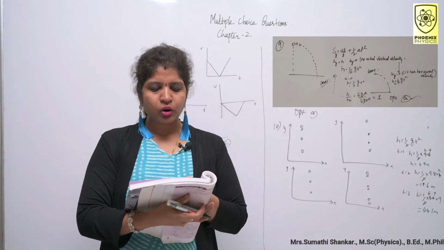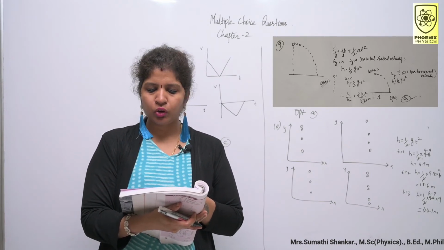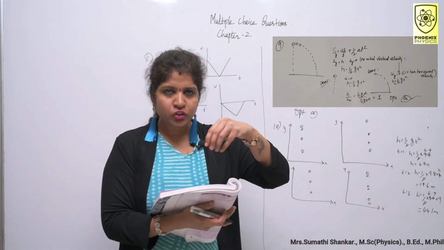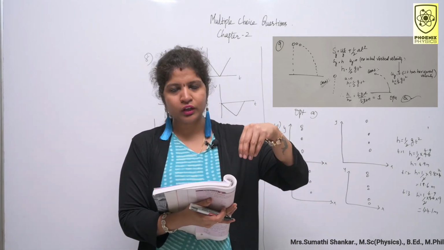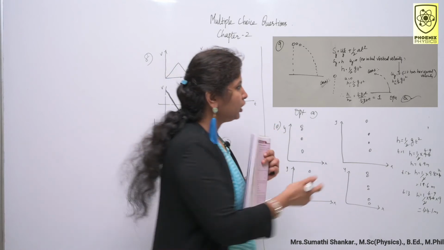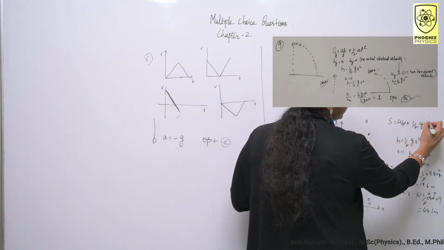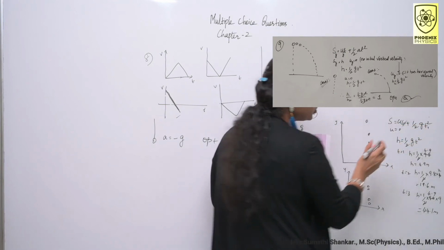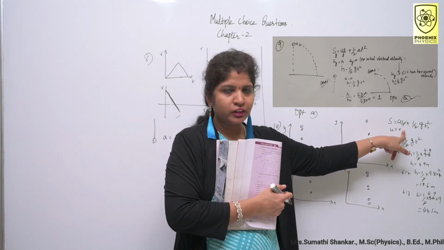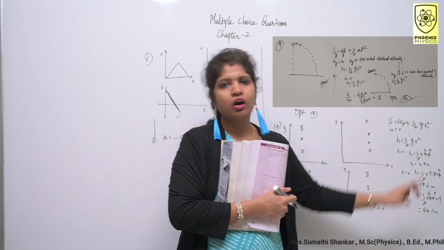10th question. A ball is dropped from some height towards the ground. Which one of the following represents the correct motion of the ball? You are just dropping the stone from a particular height. Initial velocity u is 0. You know the formula, s is equal to ut plus half gt square. Here u is equal to 0 because the initial velocity is 0, so that term vanishes. Instead of s you substitute h, so h is equal to half gt square.